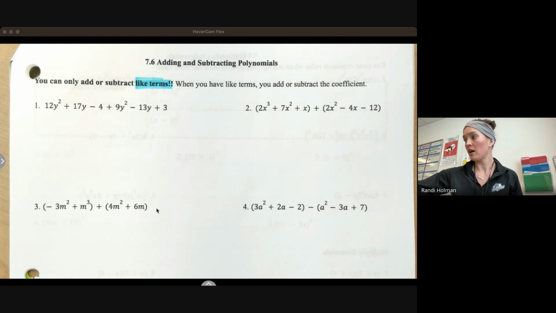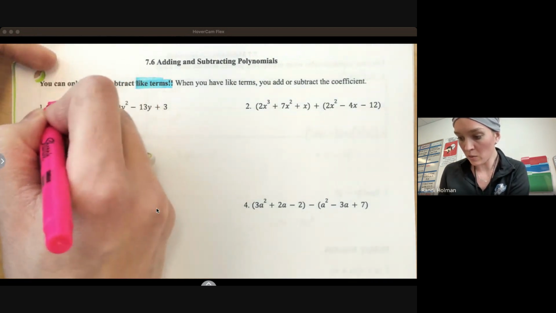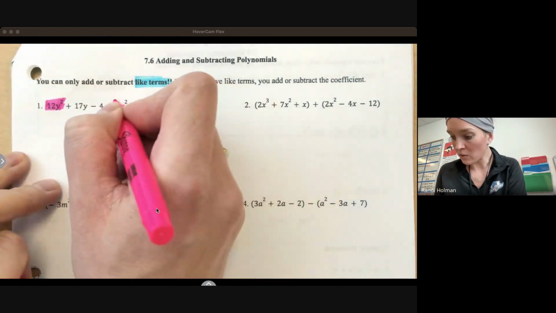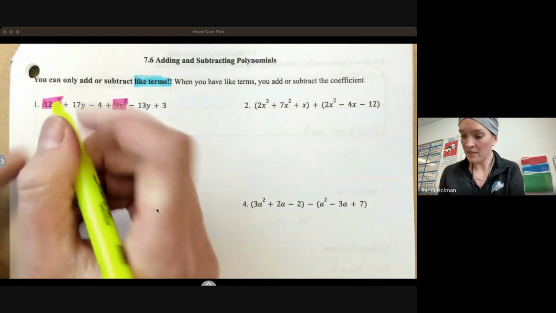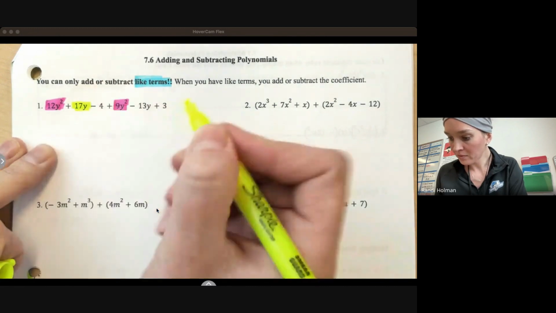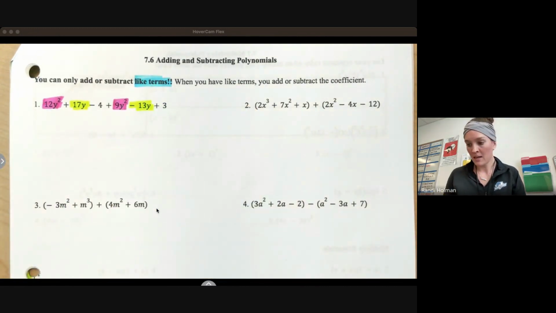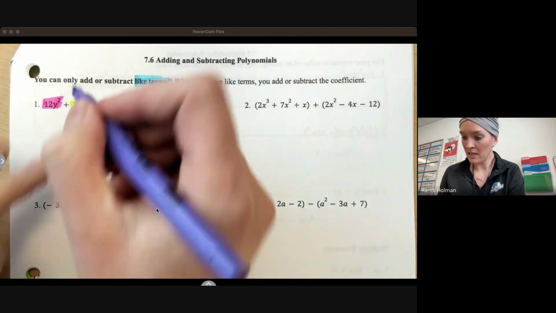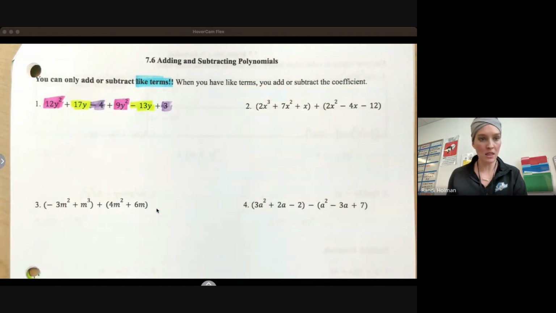So let's just look through here and see, do I have any like terms? Okay, so these are y squareds. I have 12y squareds. And here's some y squareds, 9y squareds. I have 17y and negative 13y. Make sure you bring that negative with it. And what else do we have? We have negative 4, which is a constant. Constants are like terms with any other constant, and 3. So once we've identified our like terms, we're just going to combine them by adding or subtracting the coefficient.